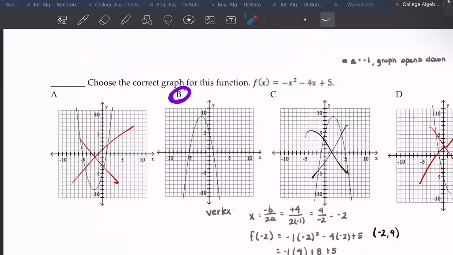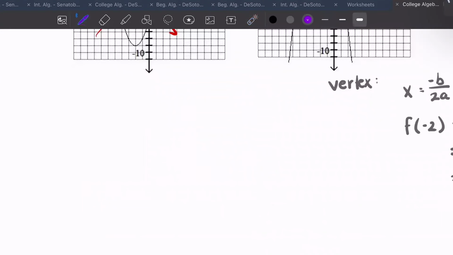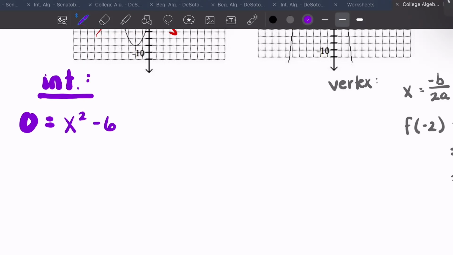So how you would do that if you wanted to find the intercepts. Let's say you narrowed it down to 2 graphs, but they have the same vertex, but they cross the x-axis at 2 different points. You're going to set your function equal to 0. Oh, wait, I'm sorry, I was looking at the next problem. 0 equals negative 1x squared minus 4x plus 5.